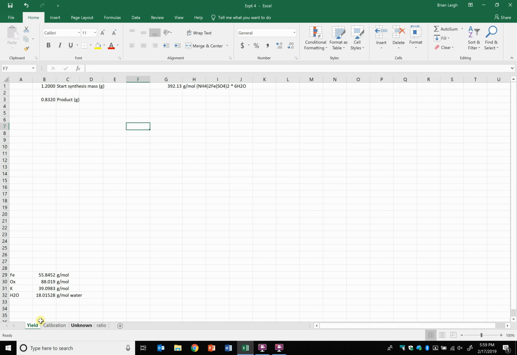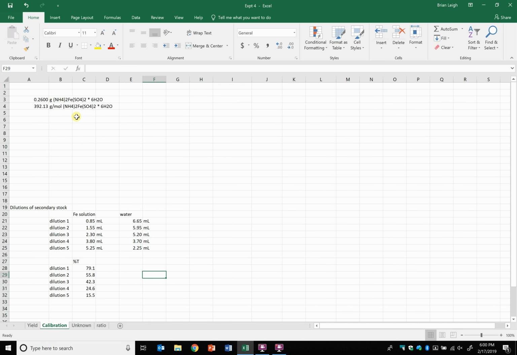I have 4 tabs. Let me talk about what's on these tabs. The first one is yield, and that's going to be your grams of the starting material of the ammonium iron sulfate that you used to make the green crystals, and just some molecular weight on the side. Here is your mass of your green crystals after you did vacuum filtration, and down here I just have some molecular weights that are handy to have on for these calculations.